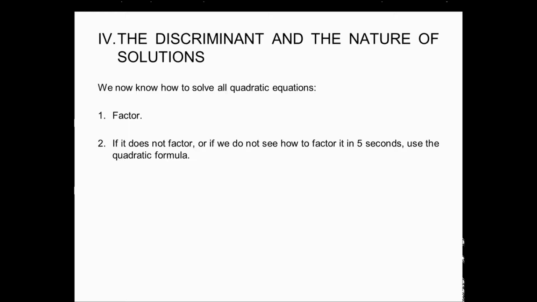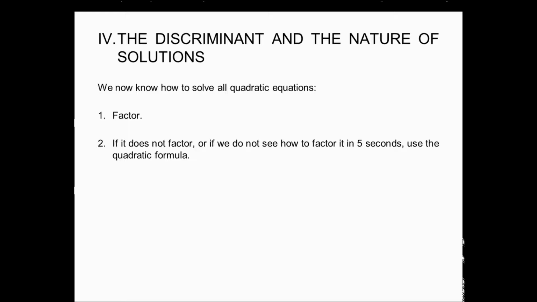Okay, the discriminant and the nature of solutions. Anytime there's a formula to solve some type of equation, there is a discriminant. So we know how to solve all quadratic equations. We do. Whether you believe it or not, you do. First thing, try to factor. If it does not factor, or if we don't know how to factor in 5 seconds, use the quadratic formula. Remember, the quadratic formula always works. No exceptions.